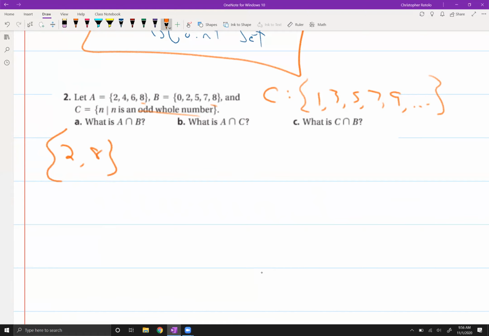Okay, so A and C this time. Do I have a 2? No. Do I have a 4? No. Do I have a 6? Nope. Do I have an 8? Nope. Okay, so this is another disjoint set. Sometimes we call that a no solution because they don't share anything.